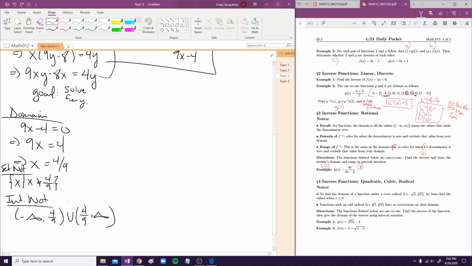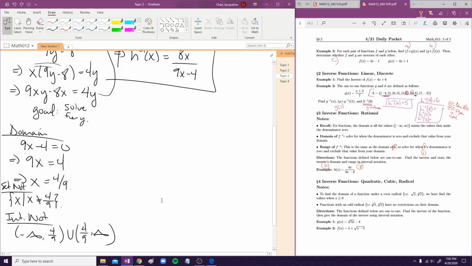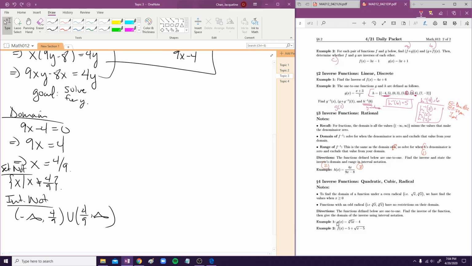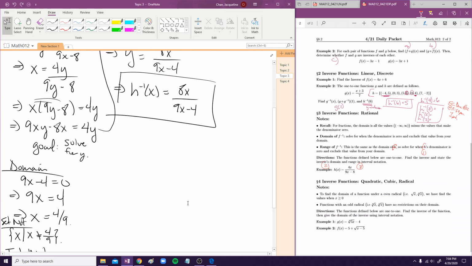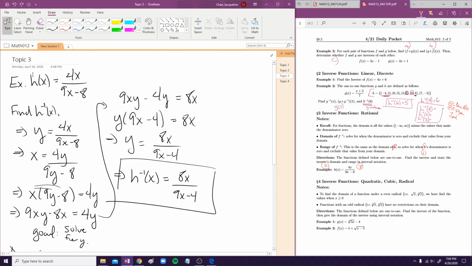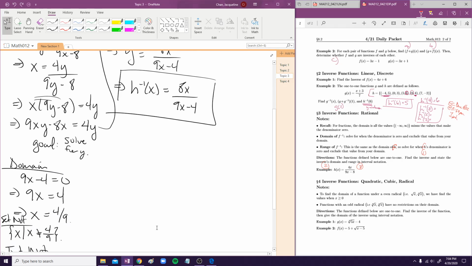So lastly, we want to find the range of f inverse, but I don't know about you, I don't like finding range. So how can I do this more nicely? Look at this note. We know that the range of f inverse is the same as the domain of our function. So what am I going to do? I'm going to get this function. I have h of x equals 4x over 9x minus 8. I'm going to take this denominator and set it equal to 0.